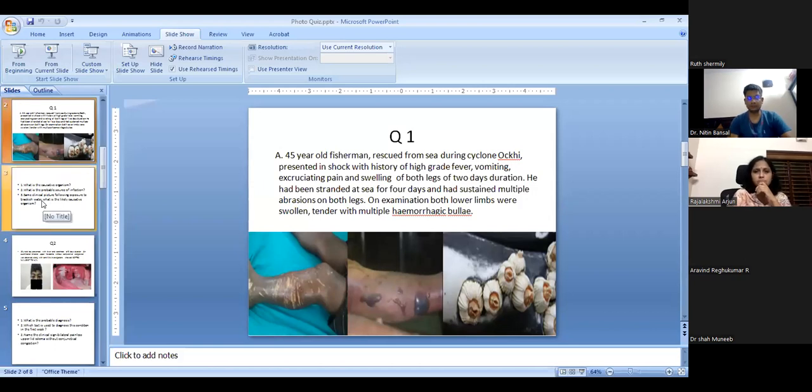Now, during Cyclone Oki, these fishermen got stranded in the sea. In order to prevent them from being taken away by the monstrous waves, they tied themselves to the side of the boat. The side of the boat will be having the crustacean, the barnacle. Barnacles have a high concentration of Vibrio vulnificus. Since they were tied to the side of the boat, the legs had many abrasions, and this organism entered through the abrasions and led to necrotizing fasciitis.